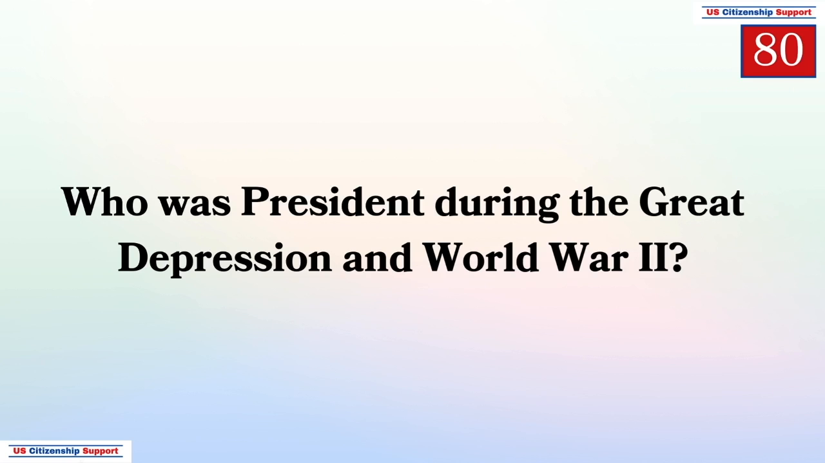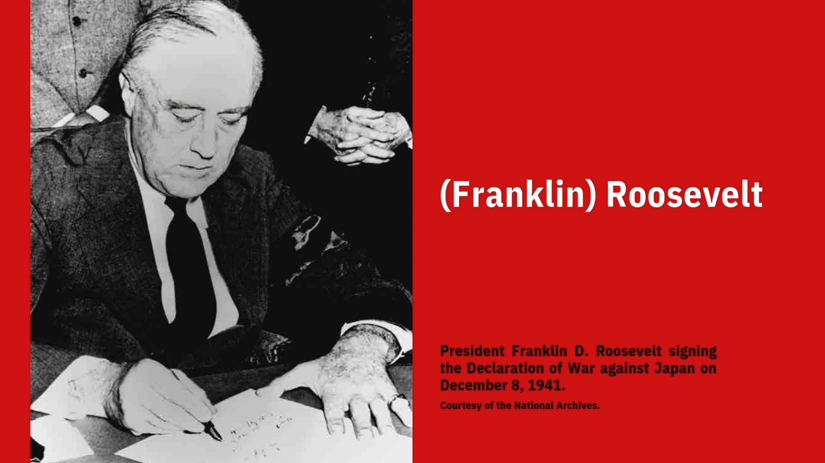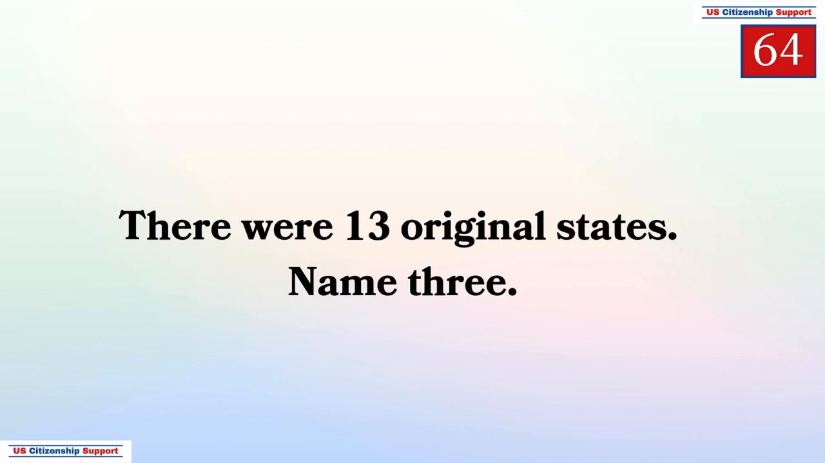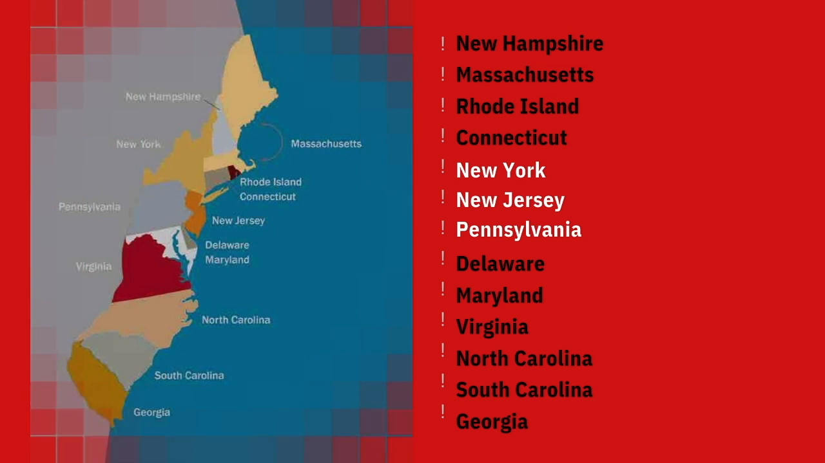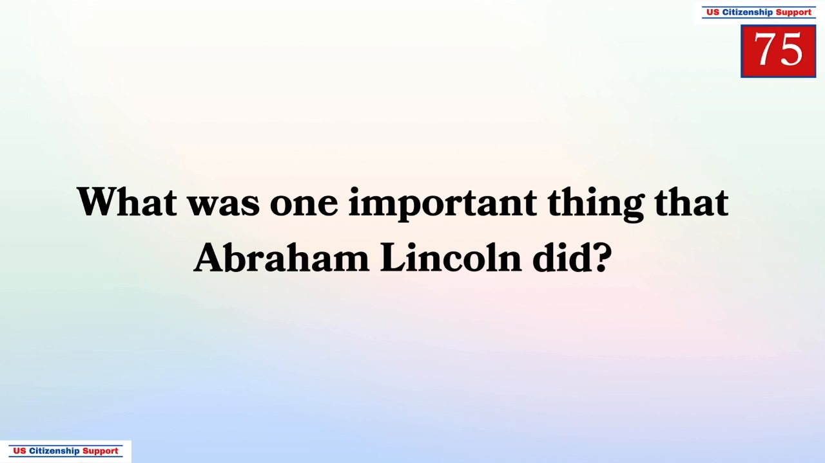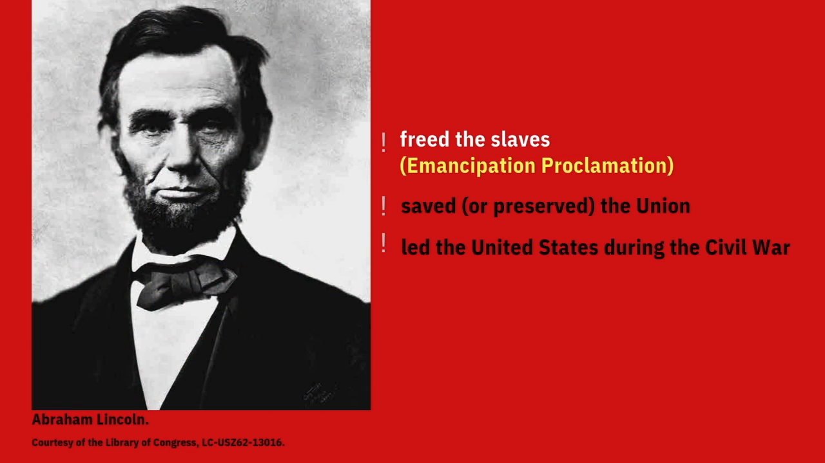Who was president during the Great Depression and World War II? Franklin Roosevelt. There were 13 original states. Name 3. New York, New Jersey, Pennsylvania. What was one important thing that Abraham Lincoln did? Freed the slaves.